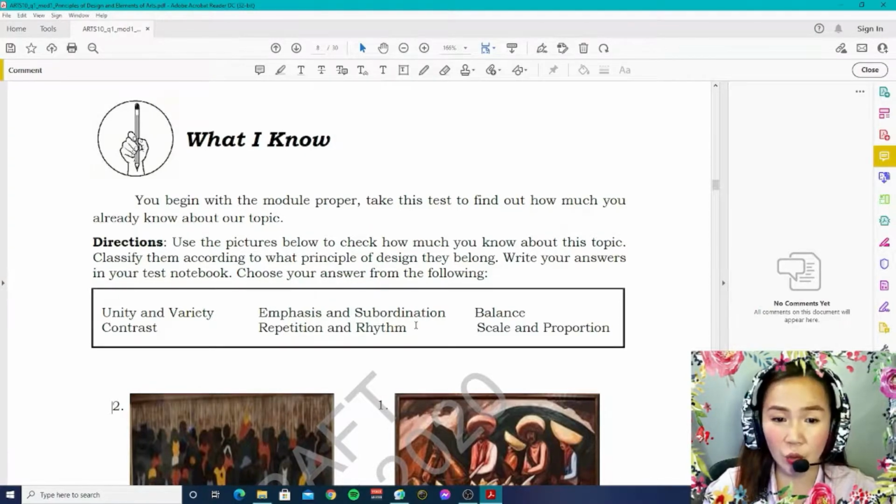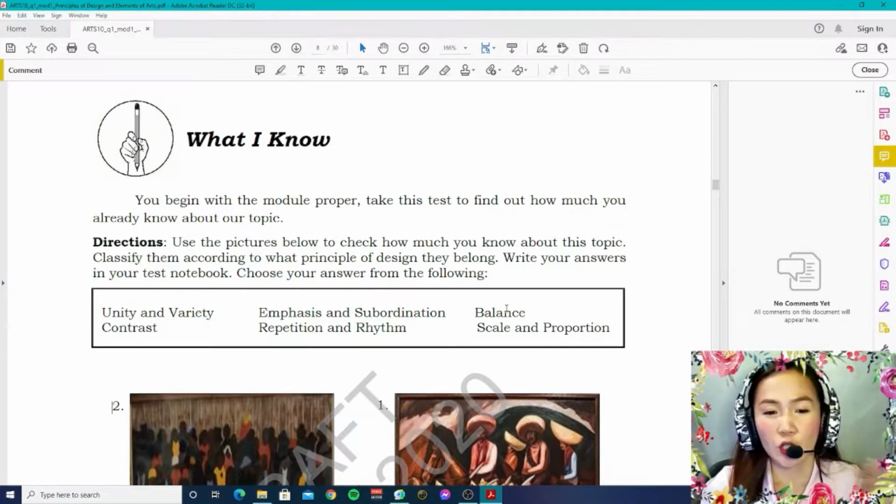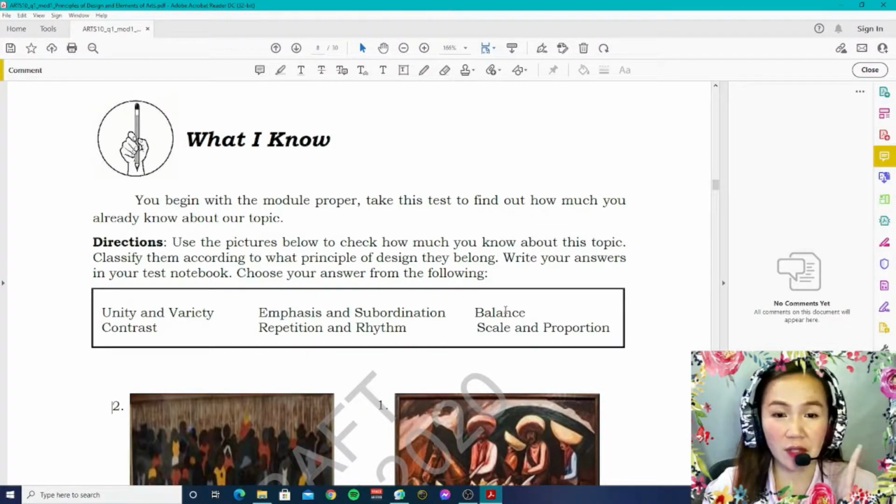Classify them according to what principle of design they belong. Write your answers in your test notebook. Choose your answer from the following. Now, you may ask your teacher kung sa notebook nyo siya gagawin or gagawin ni teacher mo na isulat sa papel. Don't forget to ask your teacher.